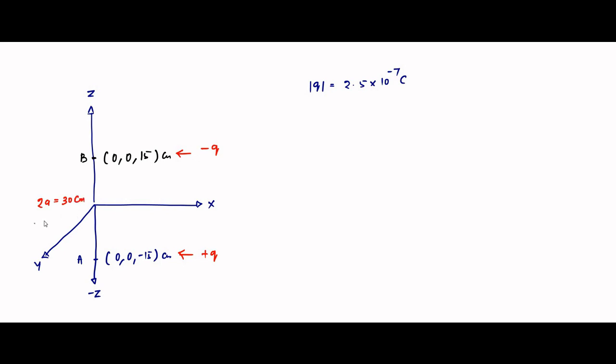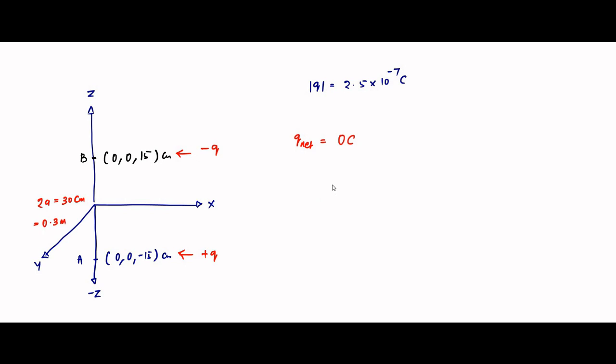or 0.3 meters. The total charge of the system: as one is positive and one is negative, of equal magnitude, they cancel out each other, and the net charge of the system is equal to 0 coulomb.